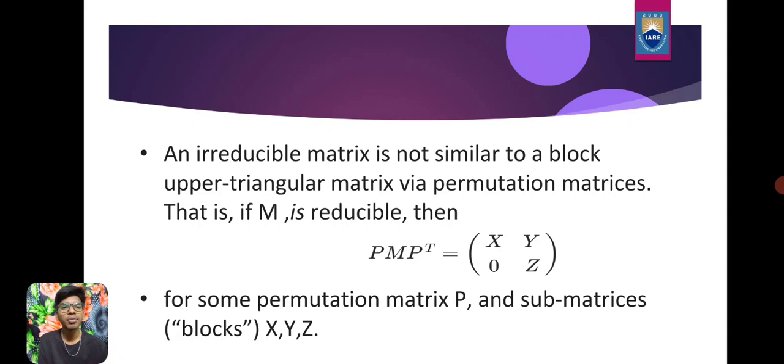An irreducible matrix is not similar to a block upper triangular matrix via permutation matrices. That is, if M is reducible, then P M P transpose equals [X, Y; 0, Z] for some permutation matrix P and submatrix blocks X, Y, Z.